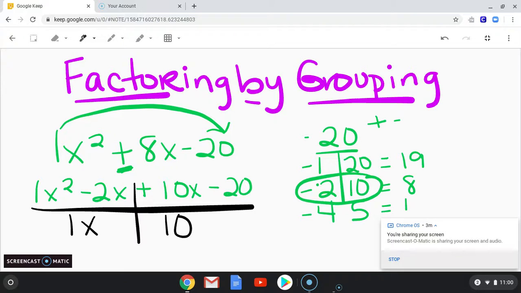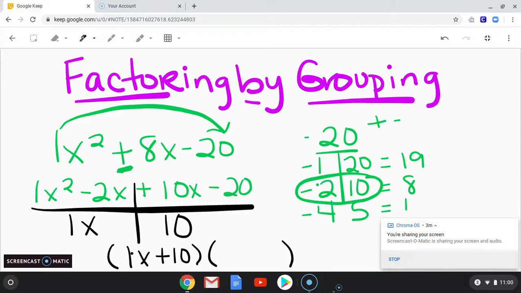Now, at this point, I'm going to go down and start making my 2 sets of parentheses. I apologize, I'm sort of running out of space on my screen. So I'm going to take my GCFs, the 1x and the 10, and put them in the very first set of parentheses. That's half my answer. Now I go back to the left and I start dividing.